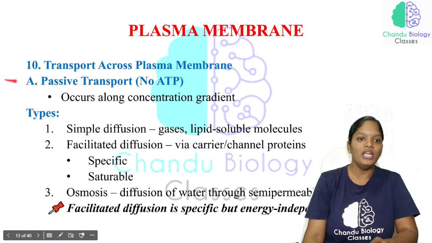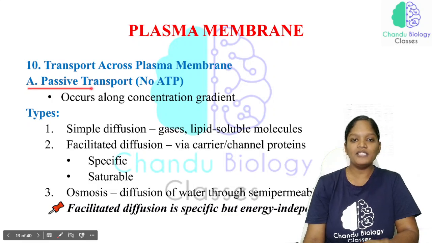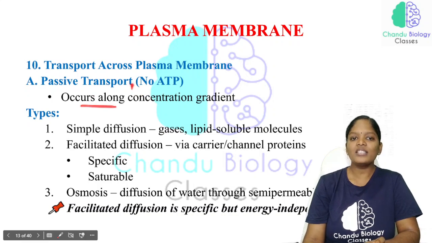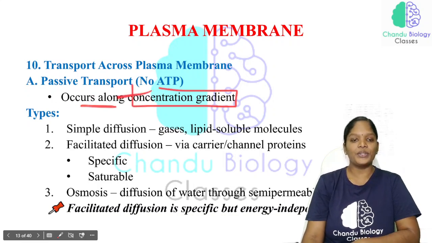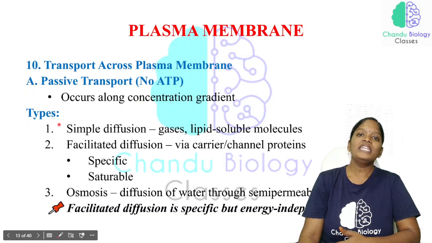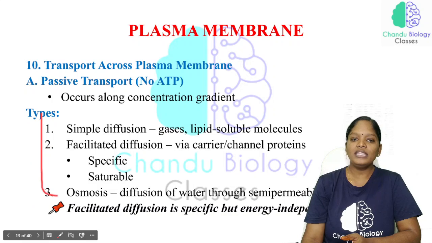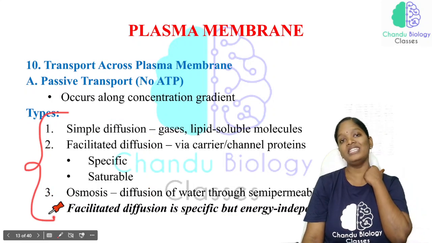Just come to the point. Passive transport doesn't need ATP. It occurs along the concentration gradient. For example, what are the types of passive transport? Simple diffusion, facilitated diffusion, osmosis. These are the three important types coming under passive transport. All these transports don't need energy.